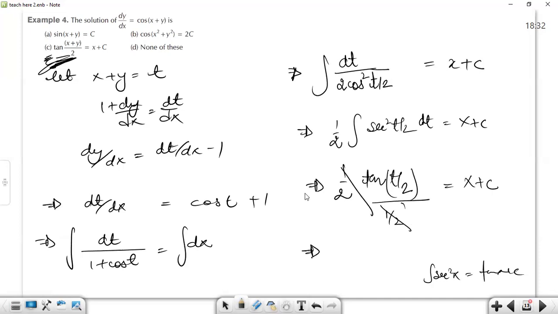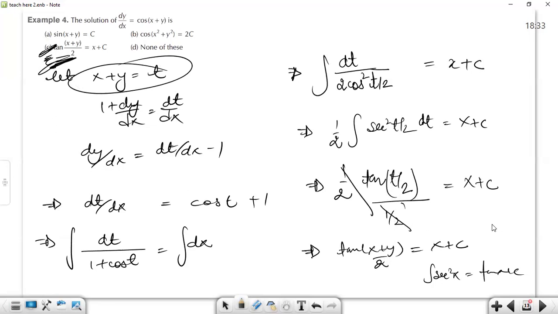So now substituting back the value of t, tan of x plus y by 2 is equal to x plus c. Now this c option has become our answer. Clear? Yes, sir.